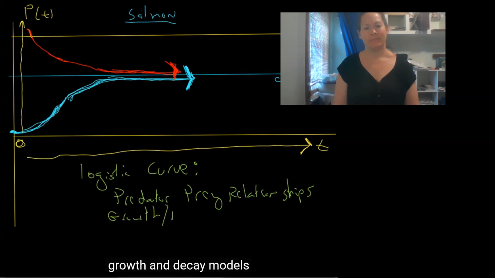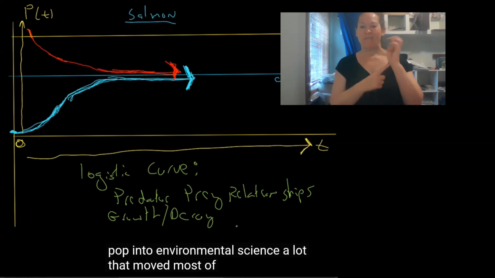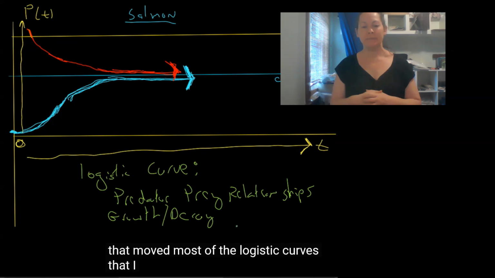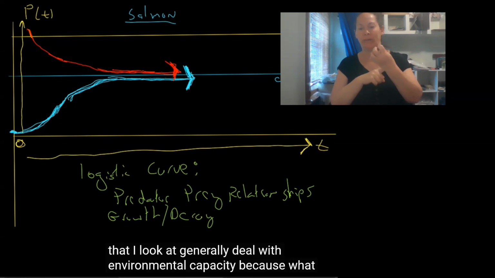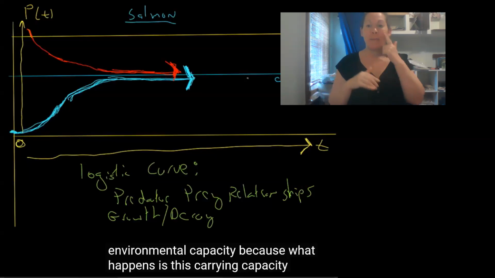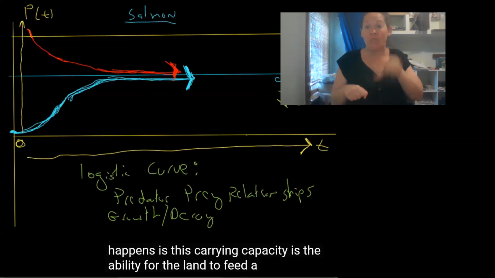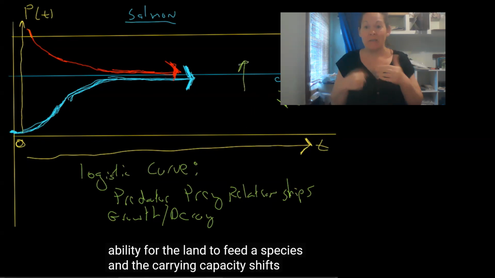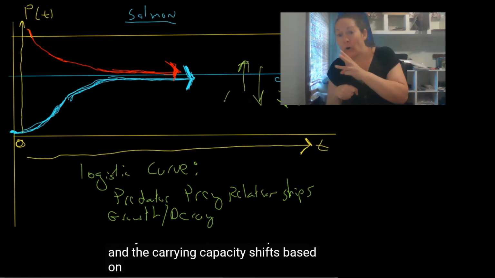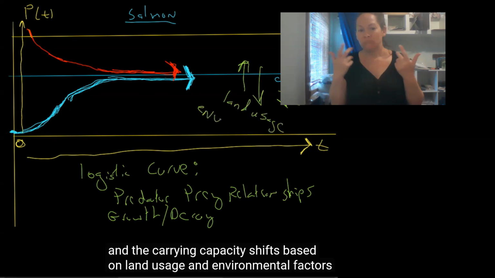Growth and decay models pop up in environmental science a lot. In fact, most of the logistic curves that I look at generally deal with environmental capacity, because this carrying capacity is the ability for the land to feed a species, and the carrying capacity shifts based on land usage and environmental factors.